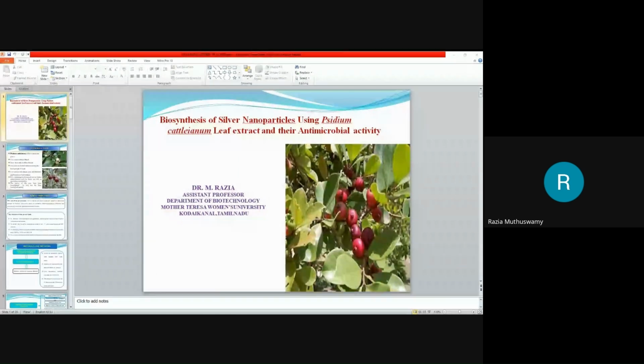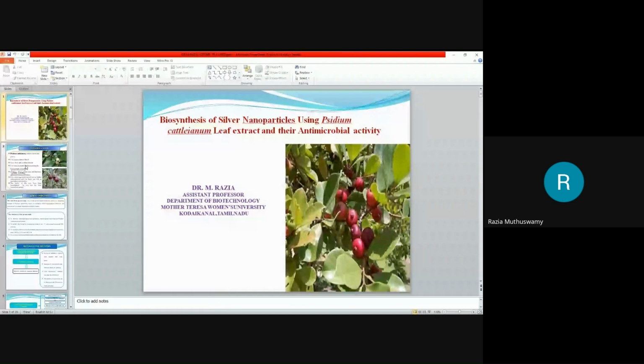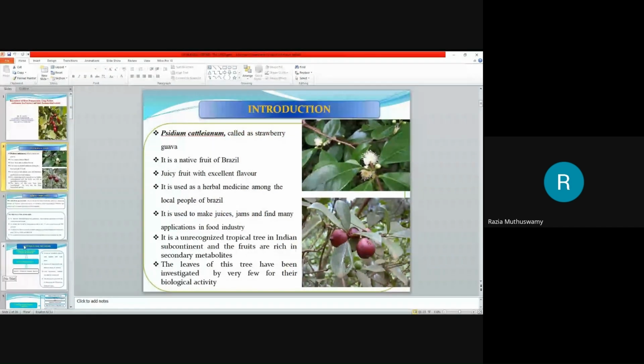Actually, it is a native fruit of Brazil, and this fruit is a juicy fruit with excellent flavor, and it is used as a herbal medicine among the local people of Brazil. It is also used to make juice, jams, and also has many applications in the food industry. It is an unrecognized tropical tree in the Indian subcontinent, and the fruits are rich in secondary metabolites. The leaves of this tree have been investigated by very few for their biological activity.